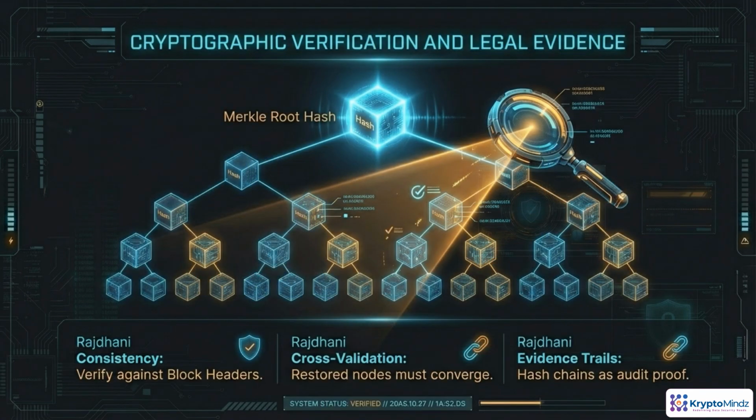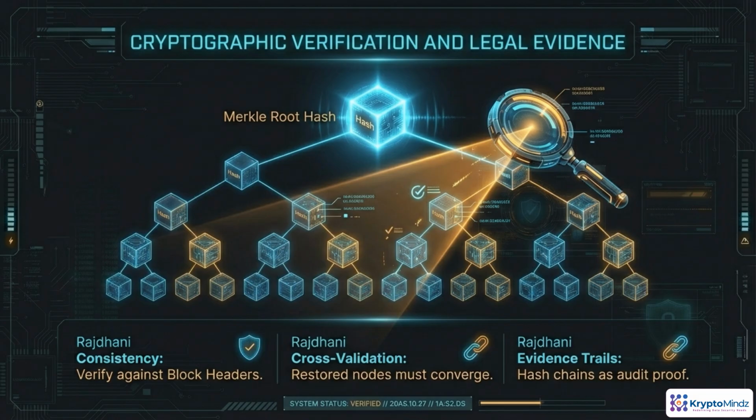Merkle trees and hash chains give us mathematically strong evidence about system state. Each transaction is hashed, then combined up the tree to a single Merkle root. If even one bit of a transaction changes, the root hash changes, and that mismatch is instantly detectable.